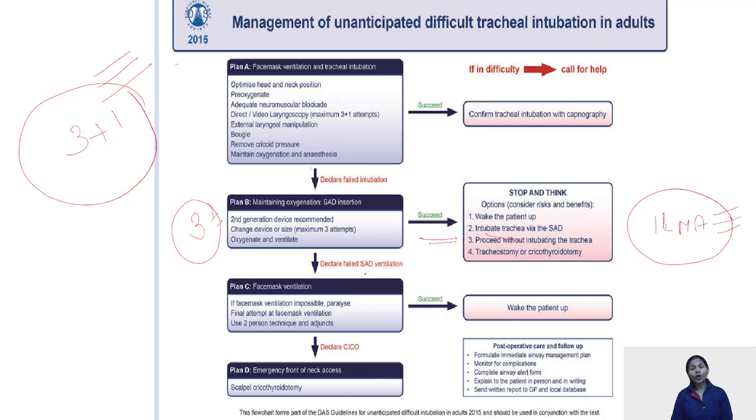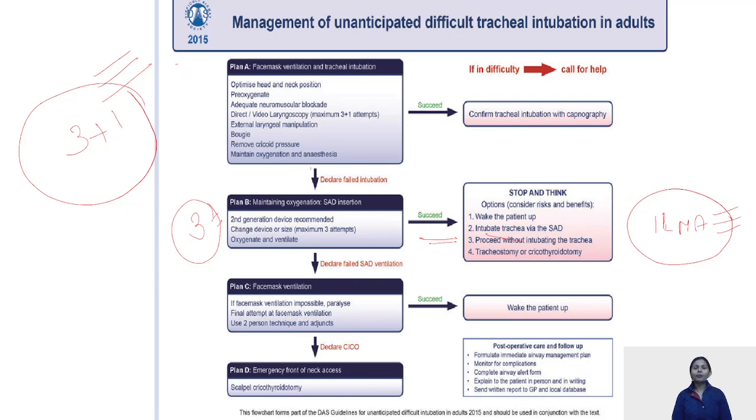But if you are not able to ventilate the patient also, then comes the dreadful condition of cannot intubate, cannot oxygenate. In such a case, go for FONA, that is front of neck access. Emergency cricothyrotomy or tracheostomy has to be done for such a patient. That is your plan D.